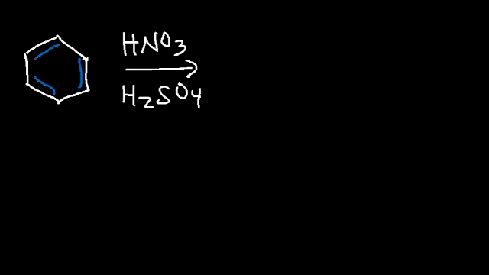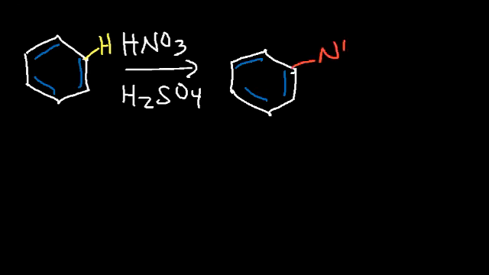Now, starting with benzene, what's going to happen if we react it with nitric acid and sulfuric acid? In this reaction, a hydrogen is going to be replaced with an NO2 group. It's an electrophilic aromatic substitution reaction. Now make sure you know the intermediate of this reaction. The intermediate is the nitronium ion species, which looks like this. So that's NO2 plus. That's the electrophile that reacts with the benzene ring.